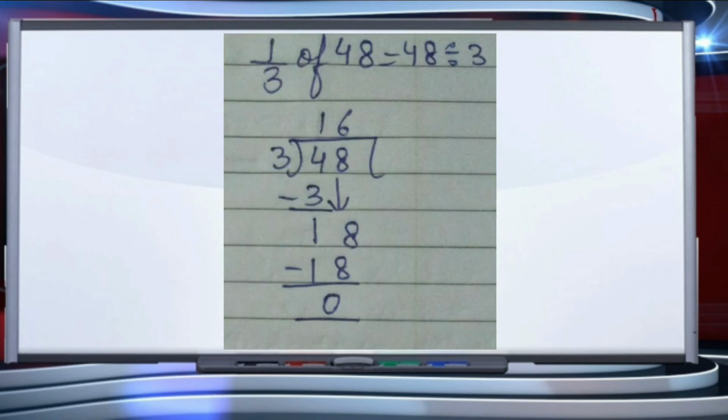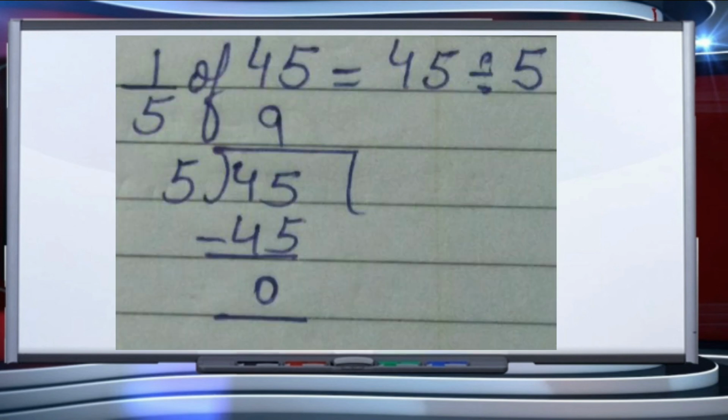Next is 1 by 3 of 48. Means 1 third of 48. 1 third means we have to divide the given number by 3. That is 48 divided by 3. Now we divide 48 by 3. 3 ones are 3. 4 minus 3 will be equal to 1. Bring 8 down. 3 sixes are 18. 18 minus 18 will be equal to 0.